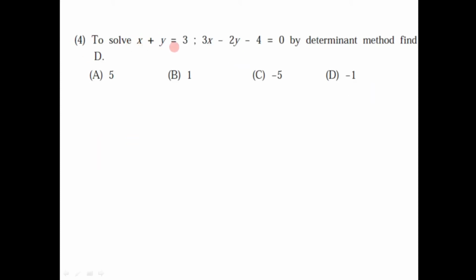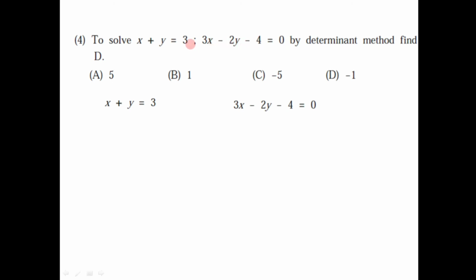To solve x plus y is equal to 3 and 3x minus 2y minus 4 is equal to 0 by the determinant method, find D. So here, to solve these two equations by the determinant method or by Cramer's rule, we have to find the value of D. To find the value of D, first of all, we should write these two equations. First equation is x plus y is equal to 3. And the second equation is 3x minus 2y minus 4 is equal to 0. To have this in standard form, we can transfer minus 4 to the right hand side to get the equation 3x minus 2y is equal to 4.